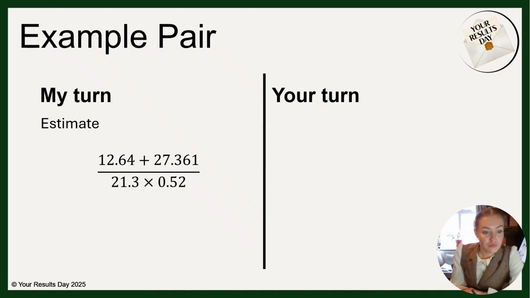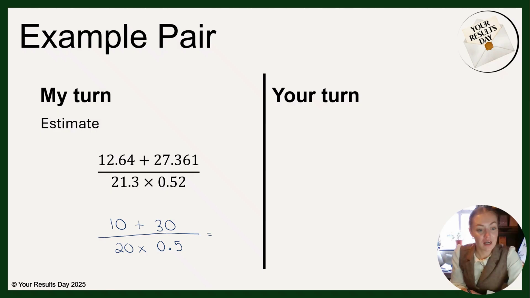Last one now, throwing lots of skills together. We have got 12.64 to one significant figure would be 10. 27.361 to one significant figure would be 30. 21.3 to one significant figure would be 20, and 0.52 to one significant figure would be 0.5.